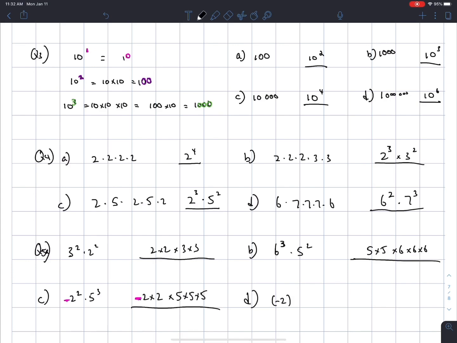The negative 2 to the power of 2 times 5 to the power of 3. This time, because of the bracket, you can see that the base is negative 2. So negative 2 times negative 2, because this is negative 2 squared, and then times 5 times 5 times 5.